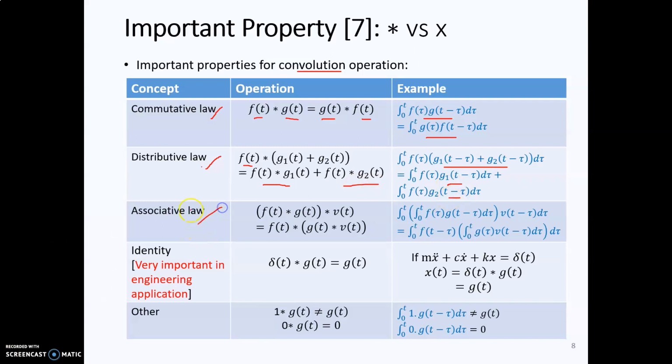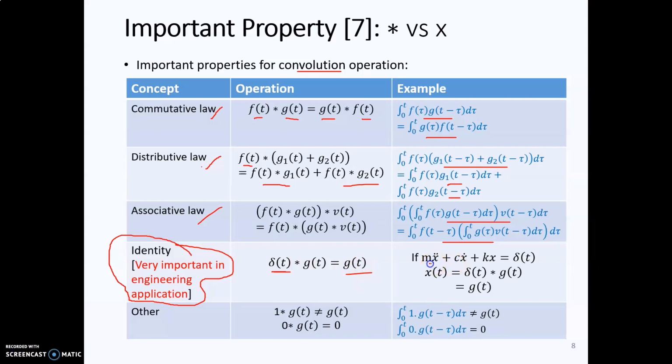And then for the third law, if you have f convolved with g first, and only later you convolve with v, which is this formula, it will be the same as if you take g convolved with v, and later you convolve again with f. So both give you the same answer. So this is the most important property that we would like to discuss. When you take the impulse function, which is the delta, and convolve with g, it will return you g.